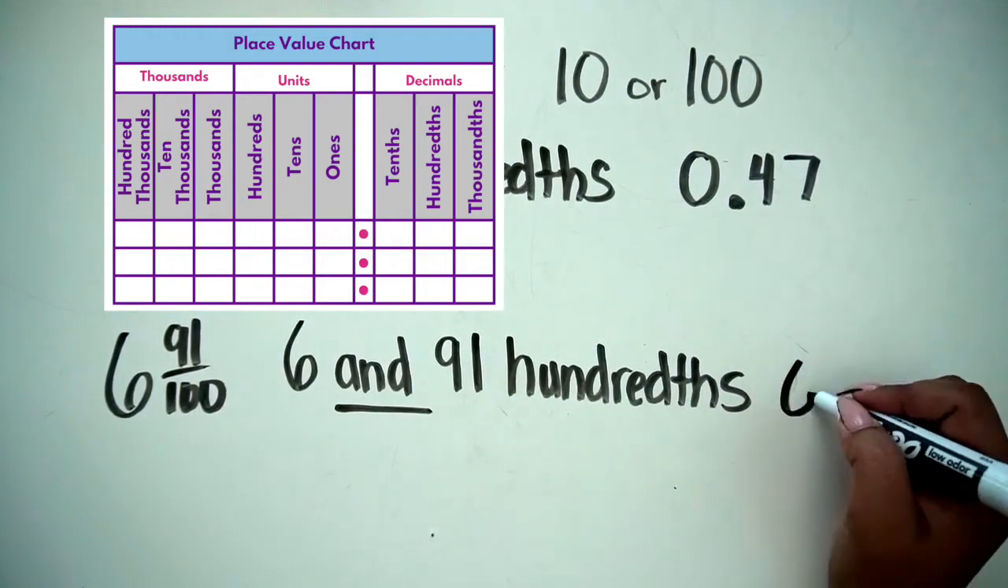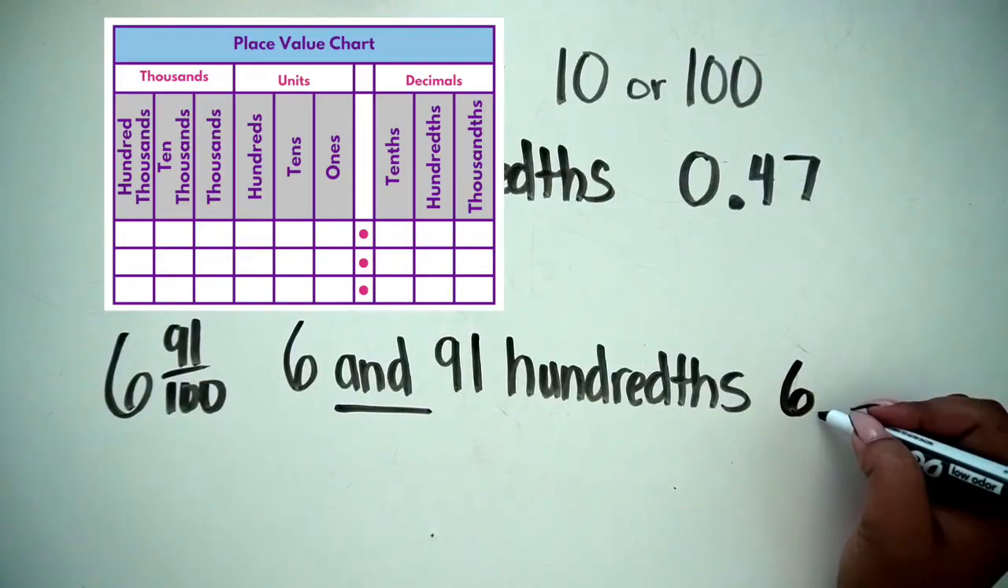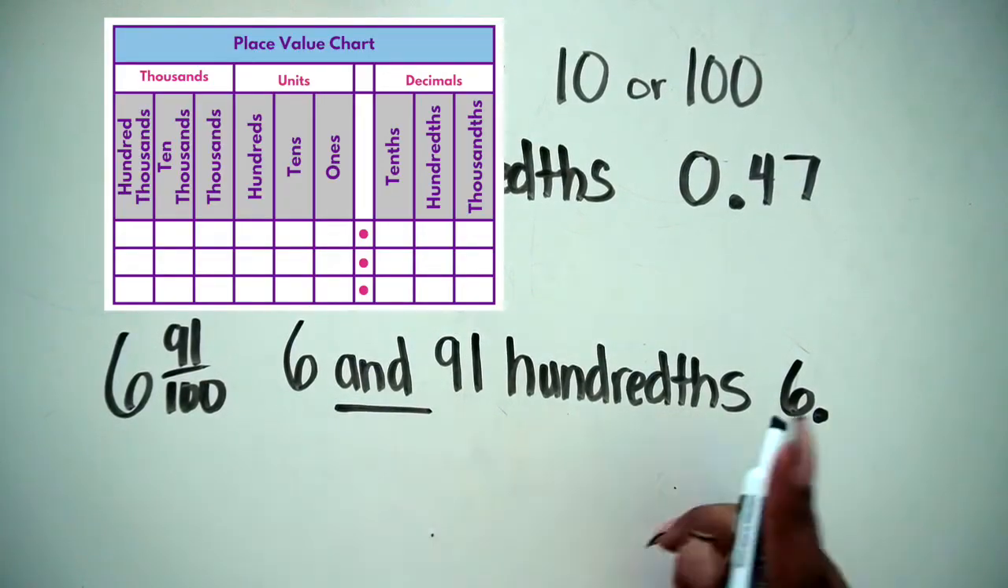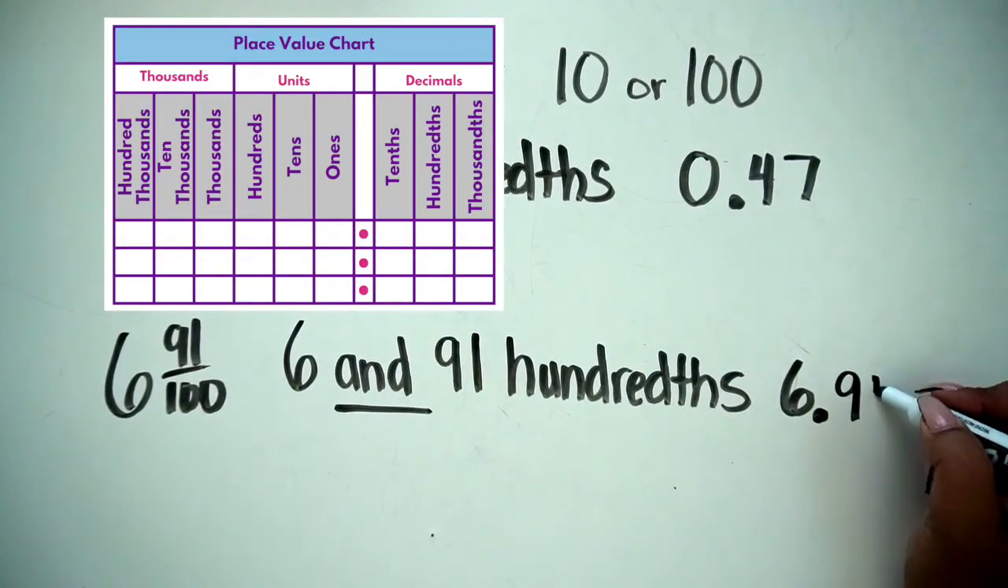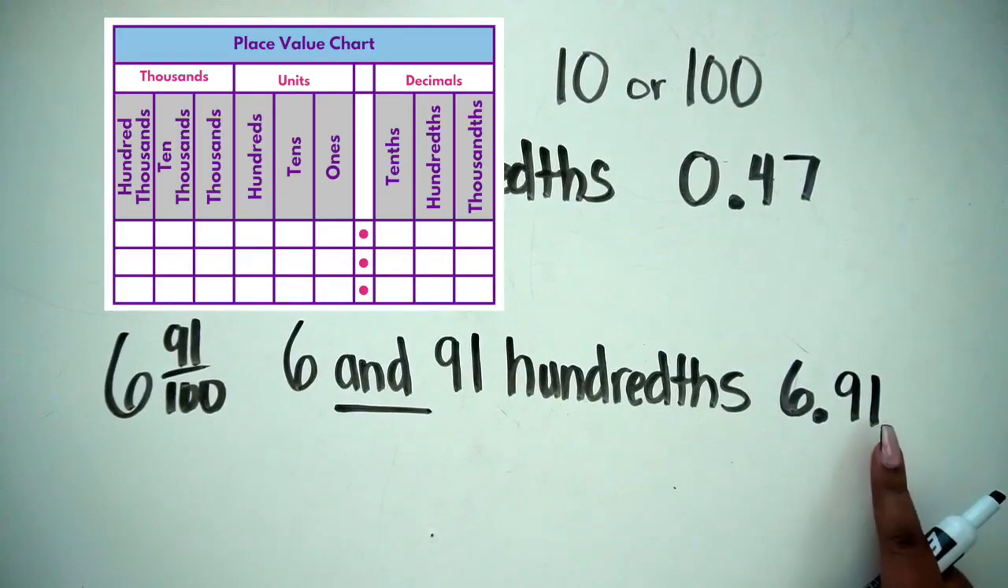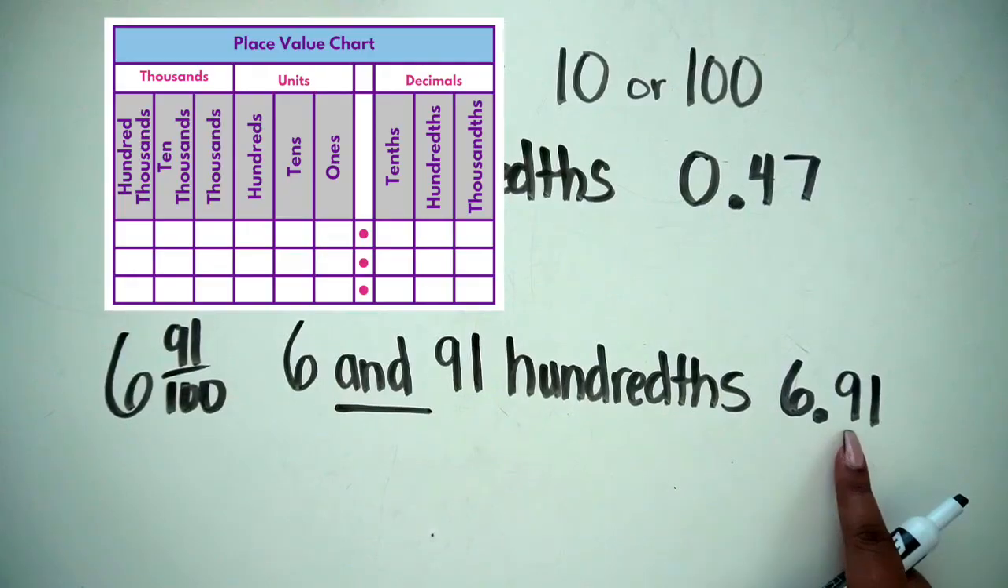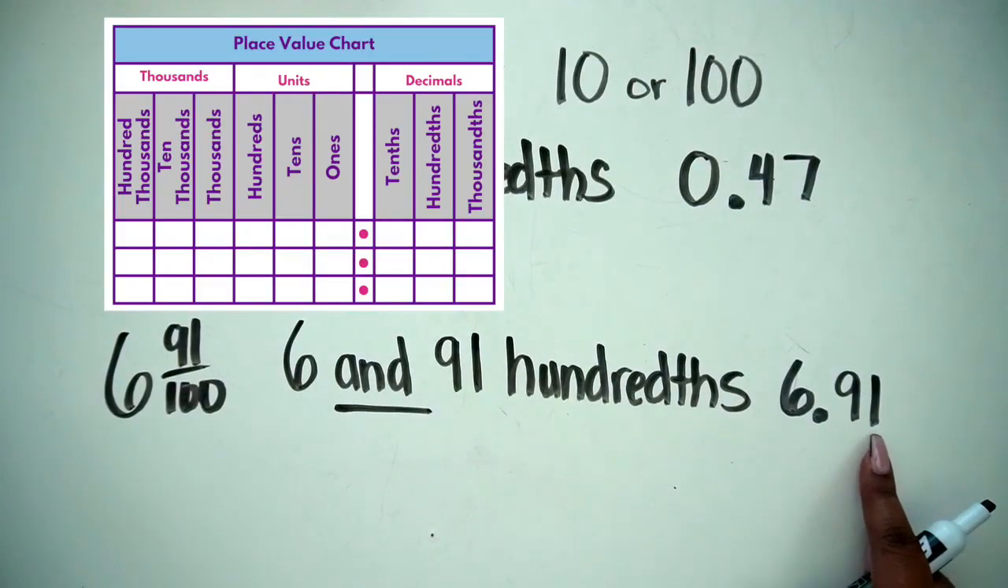We have 6 ones and 91 hundredths. The 1 is in the hundredths place. Okay, so we have 6 ones, 9 tenths, and 1 hundredth.